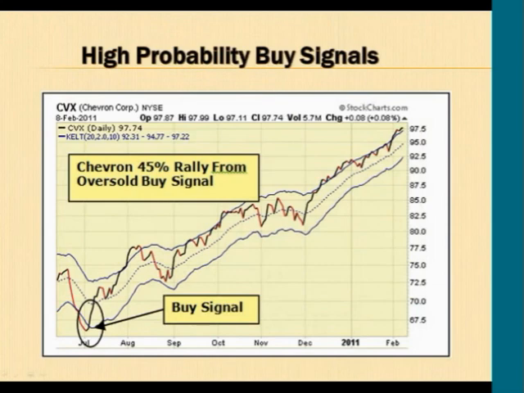This is for Chevron. We can see it became very oversold, actually closed below that lower Keltner channel, and then it went on to rally 45% from this point right here. So that's a pretty big move for a blue chip stock. Here's another example. This is for Caterpillar.